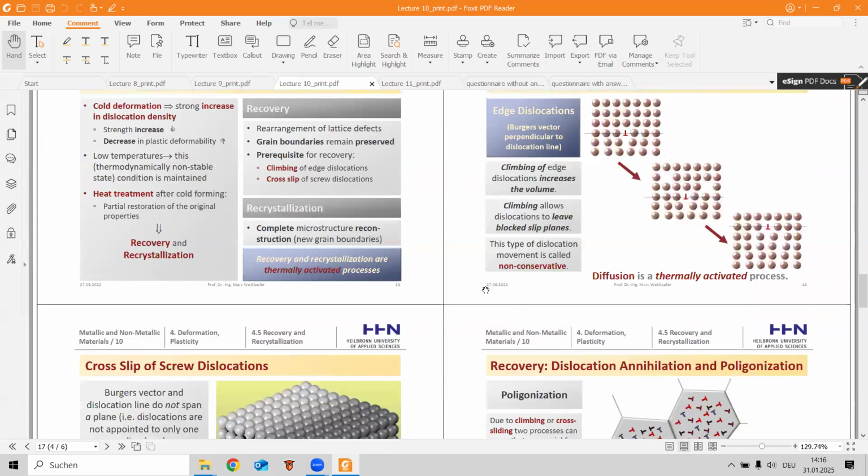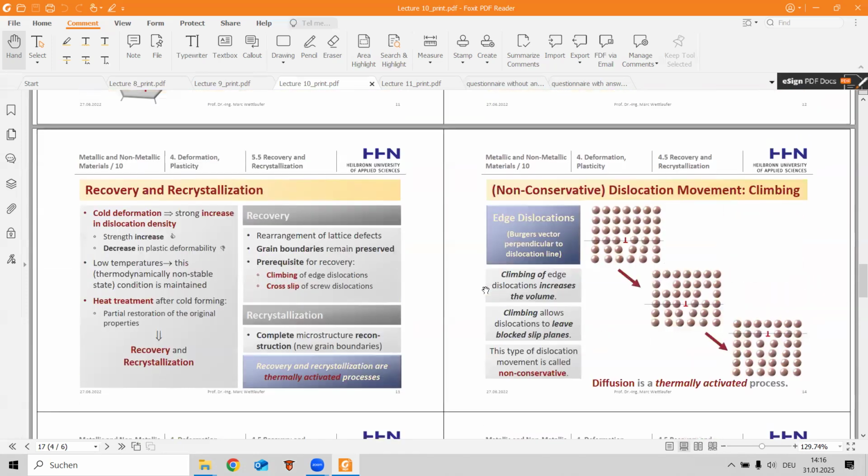So, recovery and recrystallization. Cold deformation causes a strong increase in dislocation density. Strength increases and plastic deformability decreases. At low temperatures, this thermodynamically not stable state is maintained. Heat treatment after cold forming gives partial restoration of the original properties, through recovery and recrystallization. Recovery is the rearrangement of lattice defects.